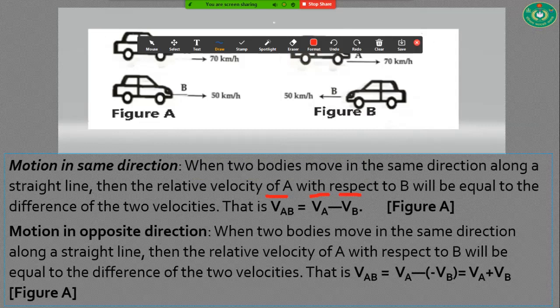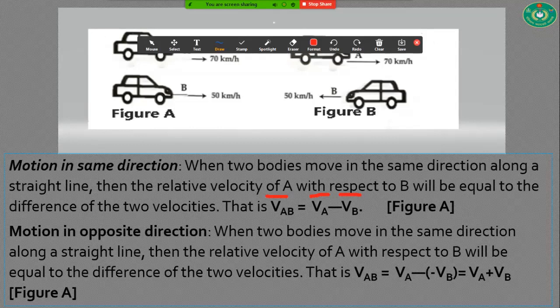So looking from B, car A will appear to be moving in the forward direction with velocity VAB, that is, velocity of car A with respect to B. Again, seen from A, car B will appear to be moving backward with velocity VBA, which is equal to minus VAB, as the direction of VAB is opposite to VBA. Here, motion in opposite directions.